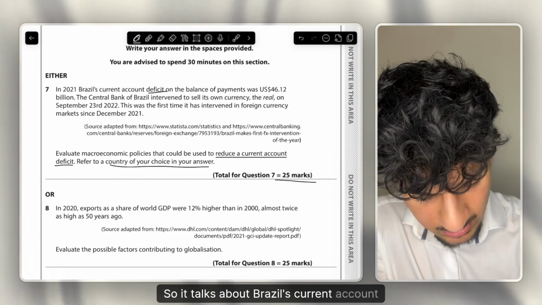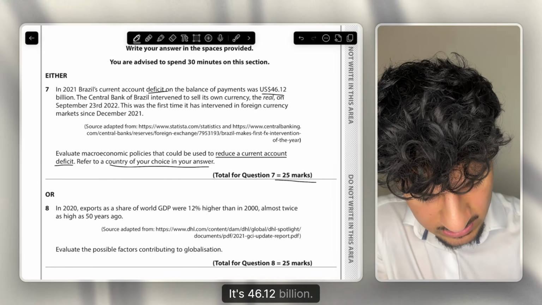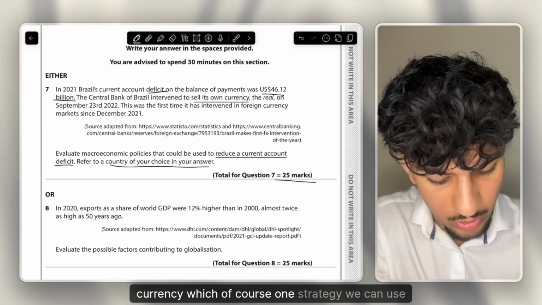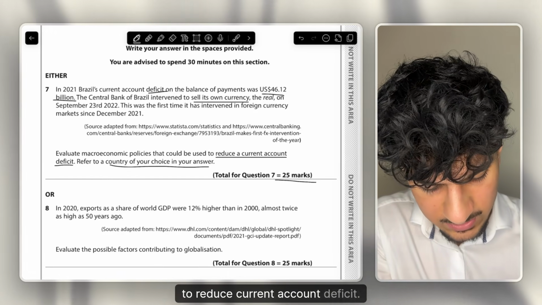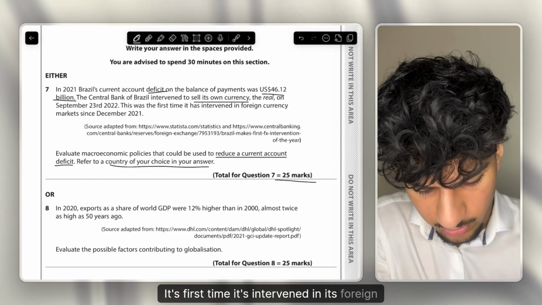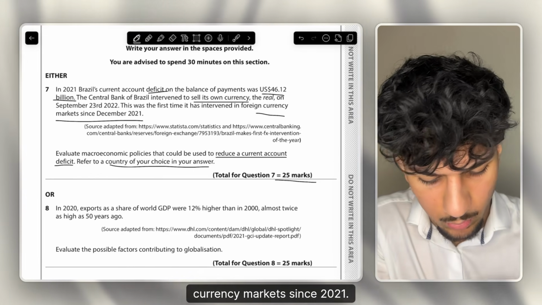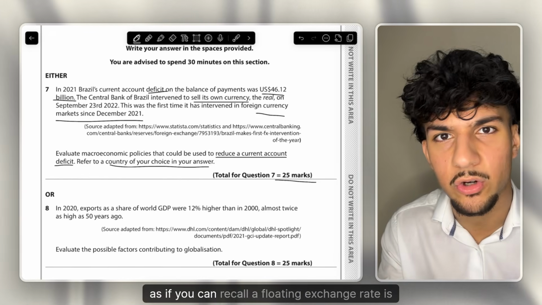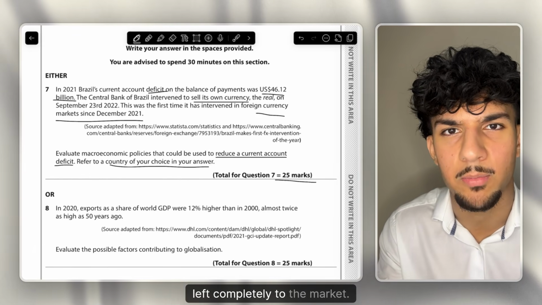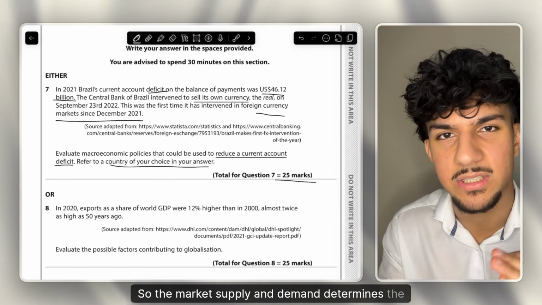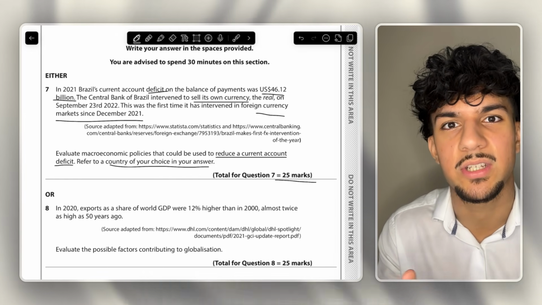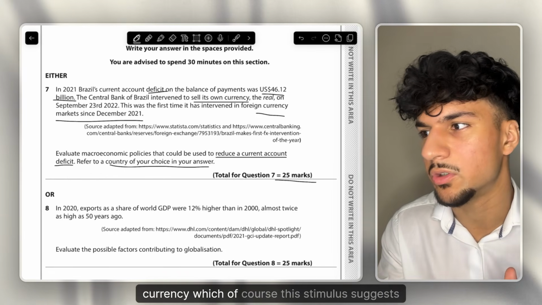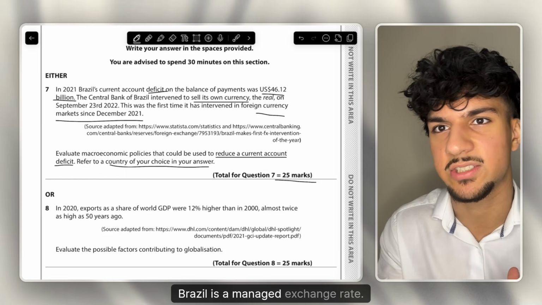So it talks about Brazil's current account deficit. It gives you a good figure, it's 46.12 billion. The central bank tried to intervene by selling its own currency, which of course is one strategy we can use to reduce a current account deficit. It's the first time it's intervened in its foreign currency markets since 2021. What does that suggest? This suggests a managed exchange rate, doesn't it? If you can recall, a floating exchange rate is left completely to the market, so market supply and demand determines the value of the currency, whilst with a managed exchange rate, the central bank would intervene to try to influence the value of the currency, which this stimulus suggests Brazil has.